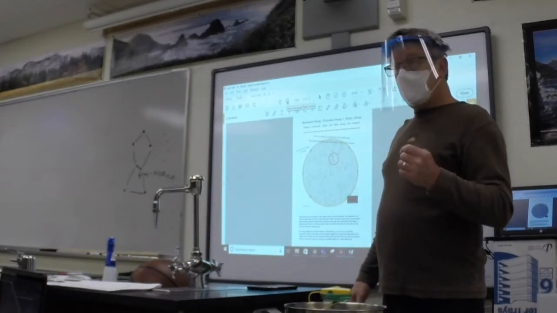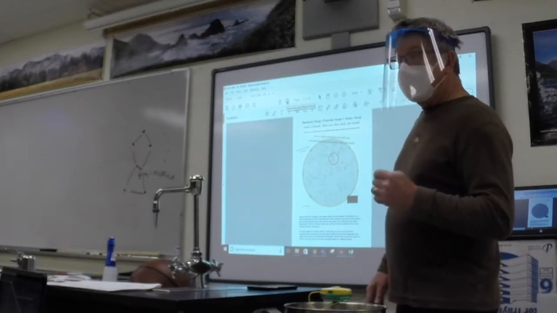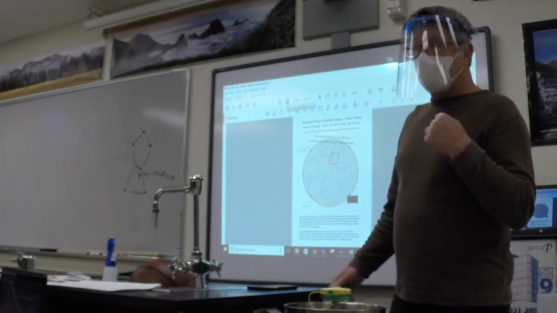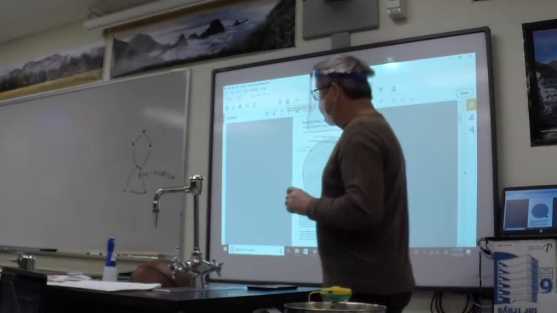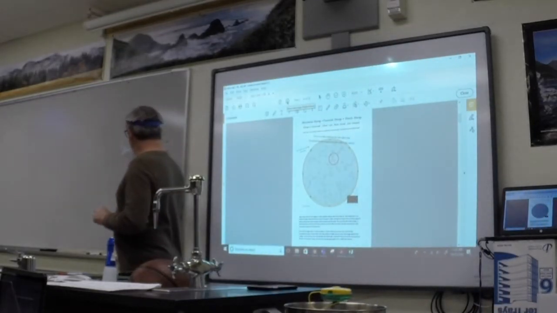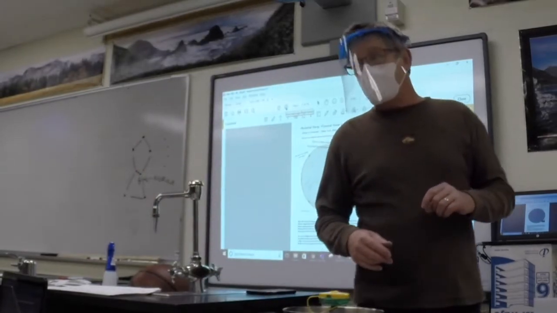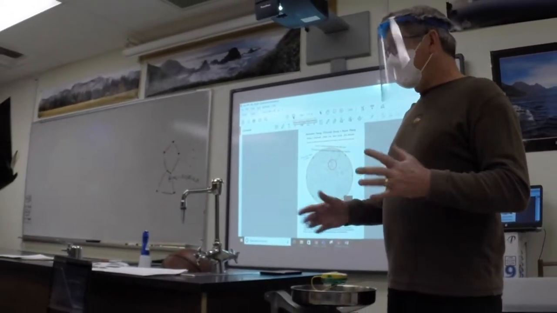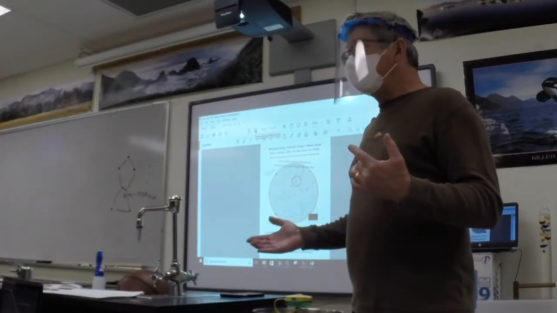Yes, sir? How come it says the fuzzy spot is in the belt? Because I'm giving you a little more detail than that. It's not in the belt, it's actually in the sword. Yeah. So, the other thing about Orion is it's known as a winter constellation because it's easiest to see in the winter.